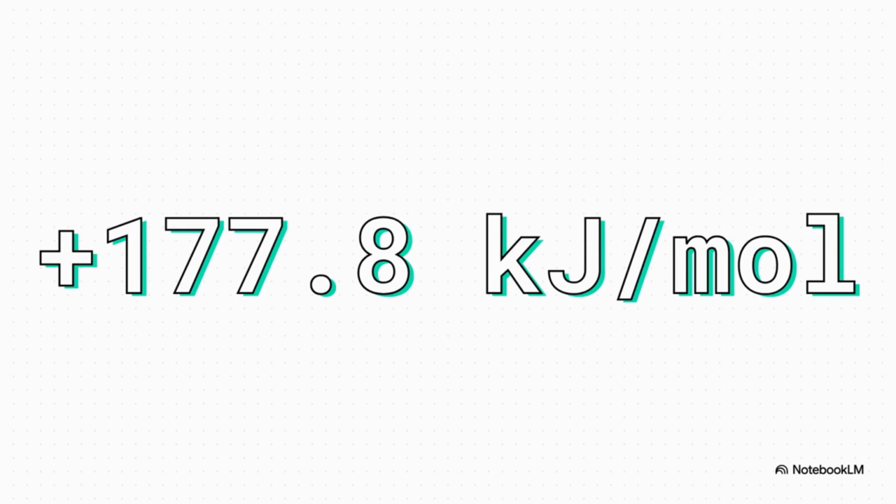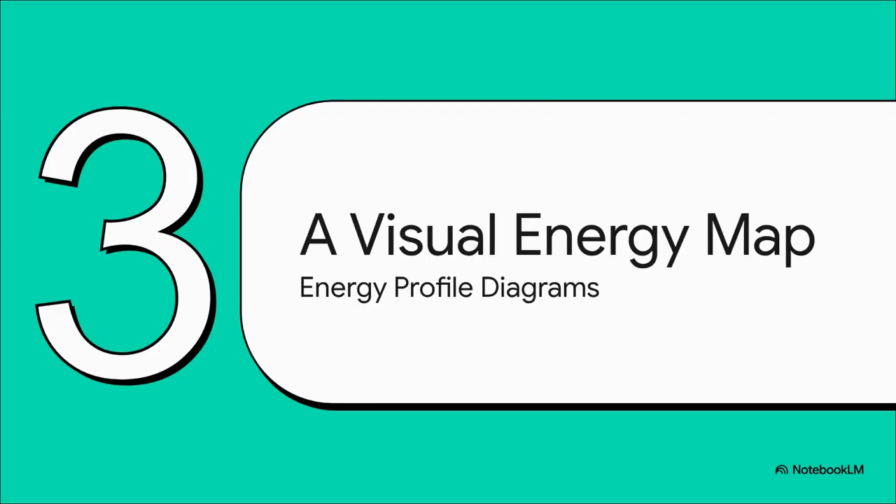The value for delta H is positive 177.8 kilojoules per mole. That plus sign is our signal that this is endothermic. It tells us the system has to absorb 177.8 kilojoules of energy from the surroundings for every mole, or every batch, of limestone that decomposes. It's pulling heat in.